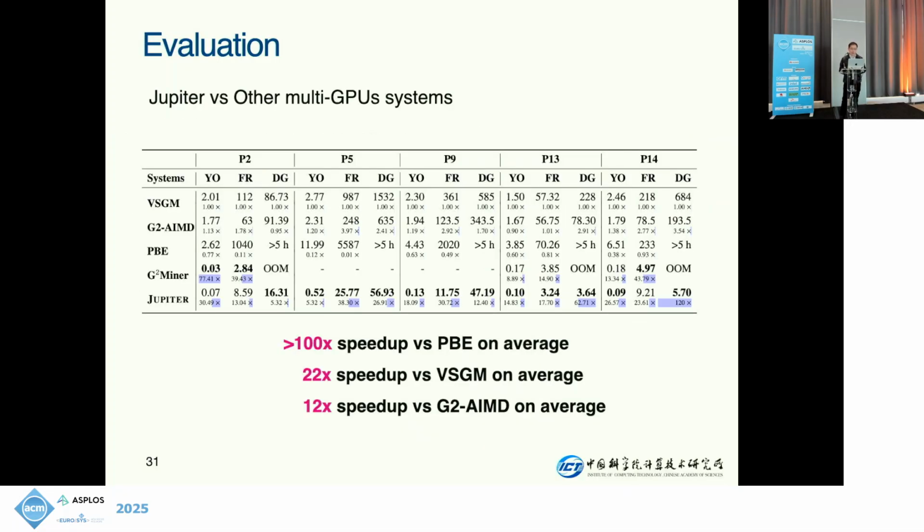Okay, let's look at the end-to-end evaluation. Jupiter performs much better than other systems in most cases. In the end-to-end evaluation, Jupiter runs 122 and 12 times faster than PBE, VSGM and G2M on average.